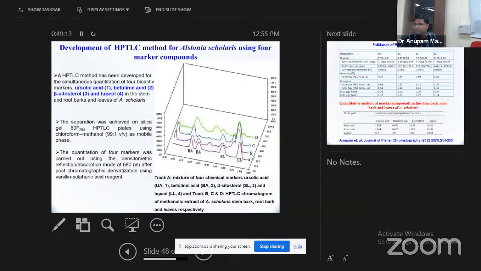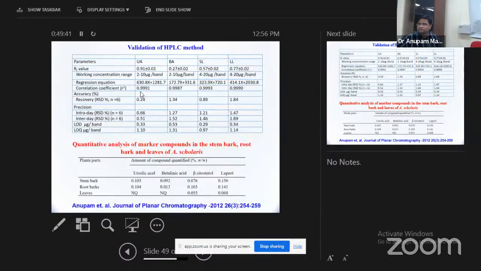Track A is the mixture of the four marker compounds. UA denotes ursolic acid, BA denotes betulinic acid, and SL denotes beta sitosterol. After that, in B, C, and D, the HPTLC profile of Alstonia scholaris stem bark, root bark, and leaves. In these three parts, we estimated these four marker compounds.